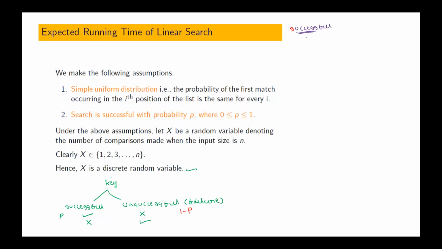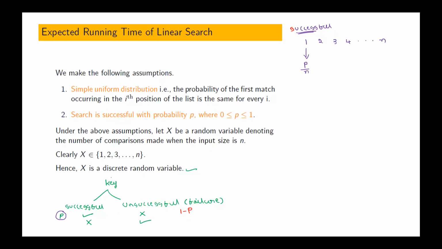Successful case, what are the values our variable takes? It may take value 1, 2, 3, 4, and so on, n. Now tell me, what is the probability with which it takes value 1? 1 by n, that is when all positions are equally likely. But here we know that success probability is only P. In that case, it becomes P by n, no?